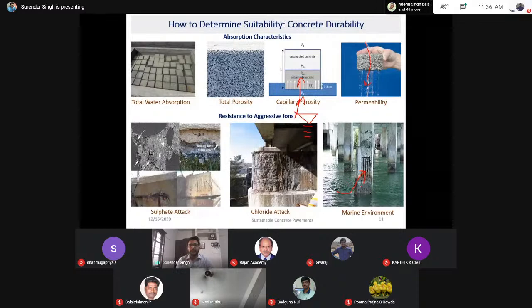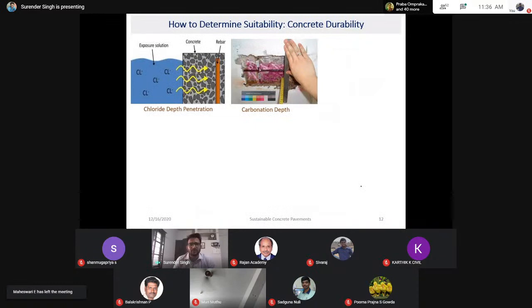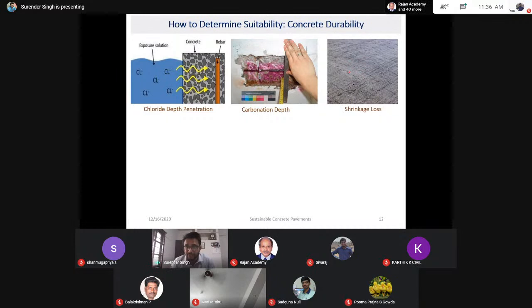There are other durability properties also, such as corrosion. With seawater, NaCl, the Cl will be coming and reacting with your steel bars and corroding them. For pavements, we have shrinkage losses. Plastic shrinkage, drying shrinkage, cracks will be coming. These cracks come because the water will be evaporated, or your aggregate will be absorbing the water from the mixture. Let's say you have added 400 kg of water and your aggregate is absorbing the water. So what will happen? Your cement paste will not have enough water, so cracks will be coming.